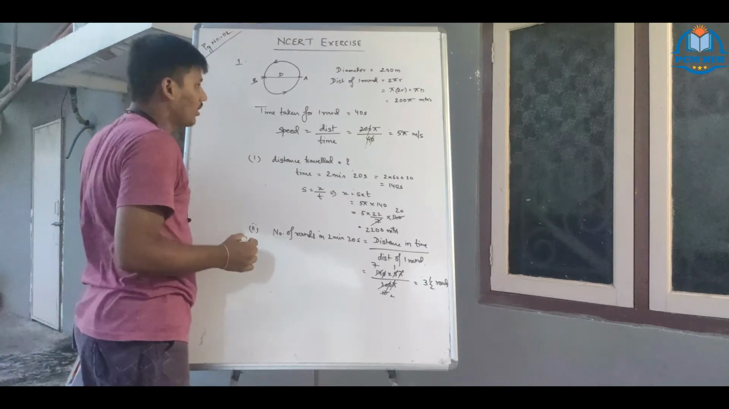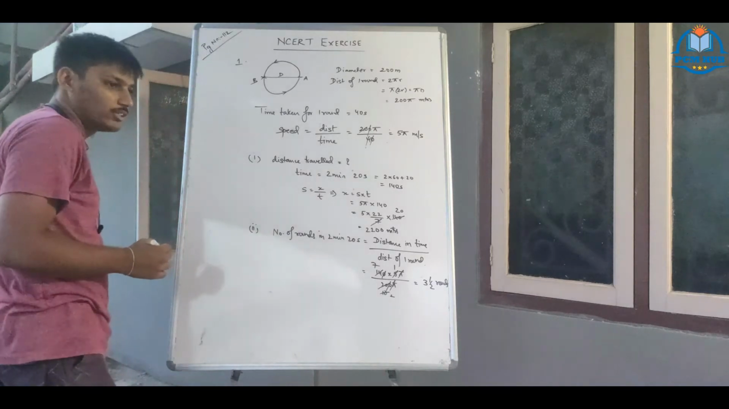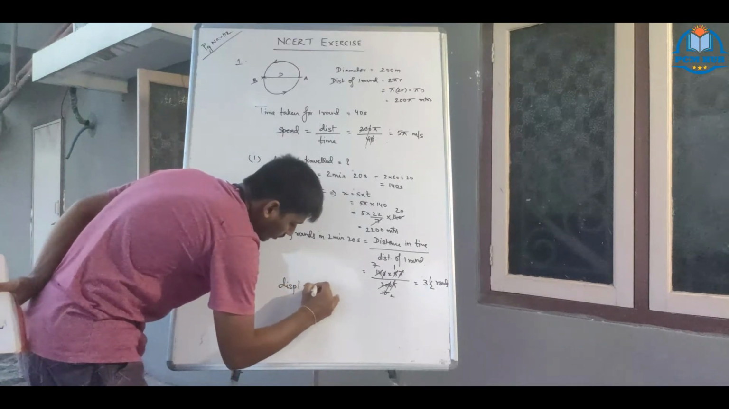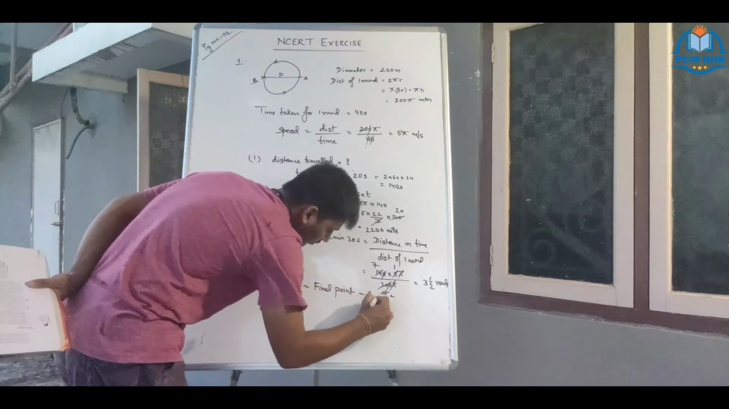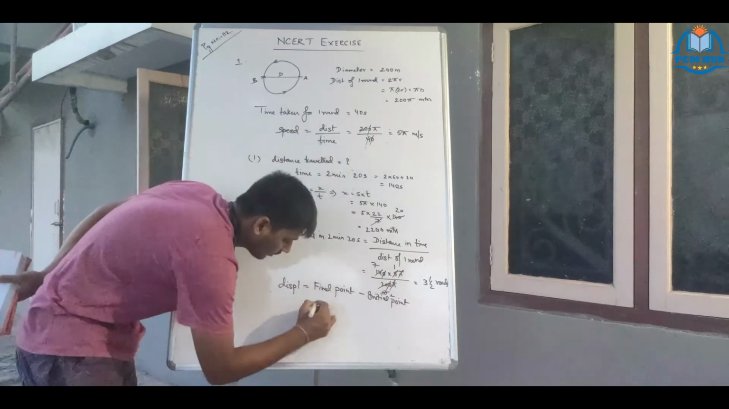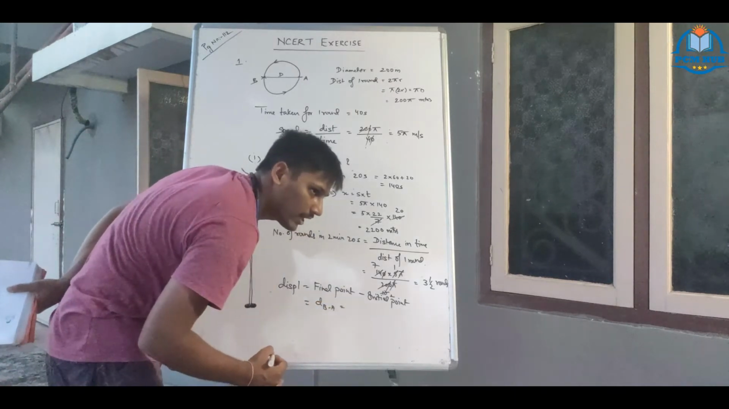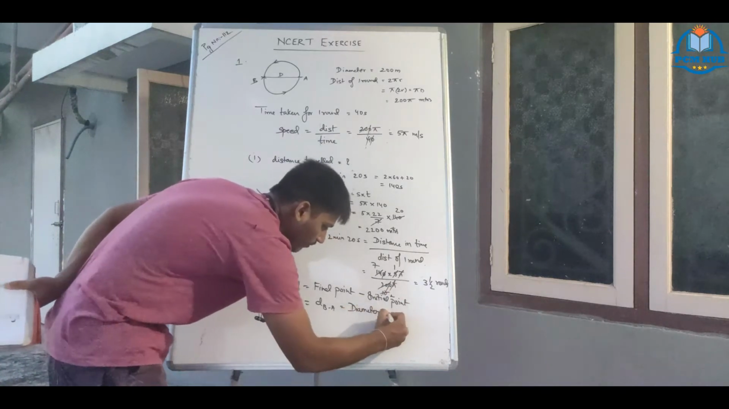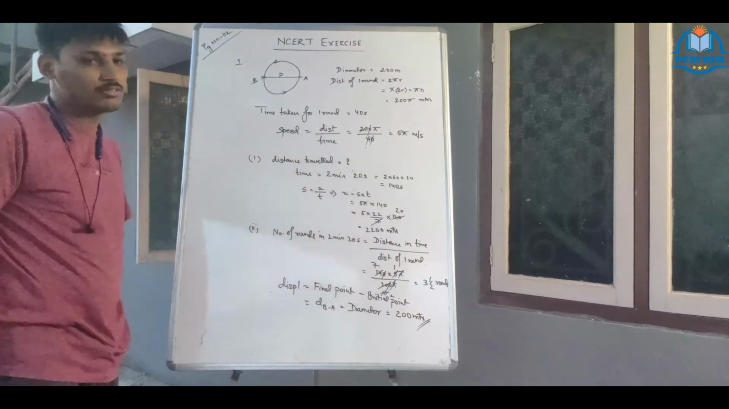B. Now what does displacement mean? It is the shortest distance between 2 points, the initial point and the final point. So displacement is equal to final point minus initial. So final minus initial, what? B minus A. Distance of B minus A. So what is the distance of my B minus A? Diameter. Shortest distance is diameter. So diameter is equal to, that is the displacement. Okay.